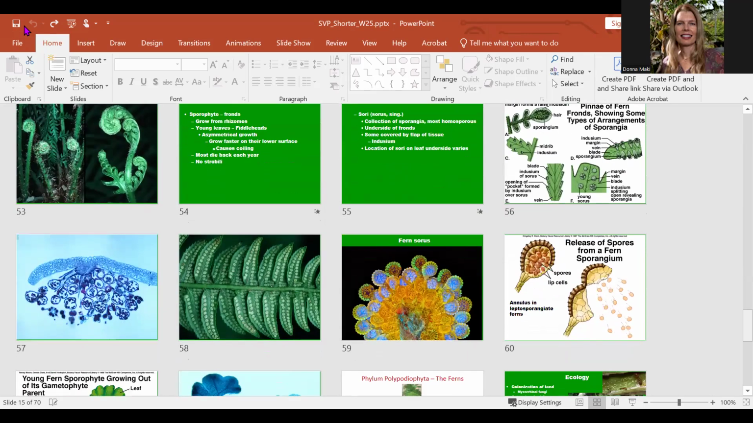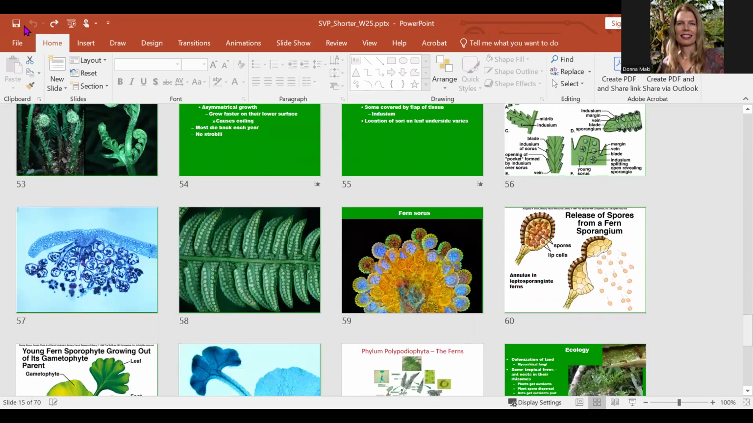That's what you're seeing here in slide 57. That's under the microscope, so that's the leaf of the fern, and this entire cluster is a sorus. It's just a cluster of sporangia, all of those sporangium tissue clustered together. But it's called a sorus.